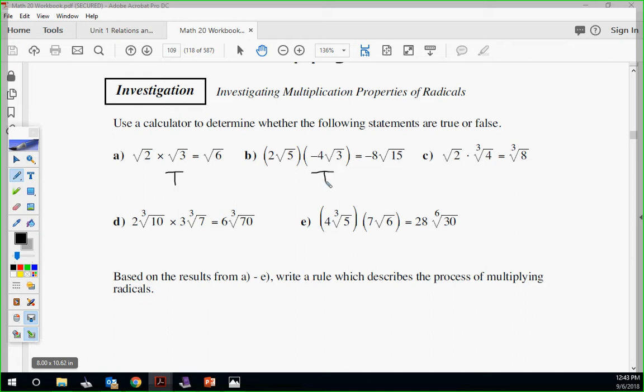That's what I kind of say: multiply like terms. The coefficients get hit and the radicals get hit. Okay? This one's a no because of different indexes. Root 2 and root 3. Okay? 2 times 3 is 6. 10 times 7 is 70. Okay? That one can be done.